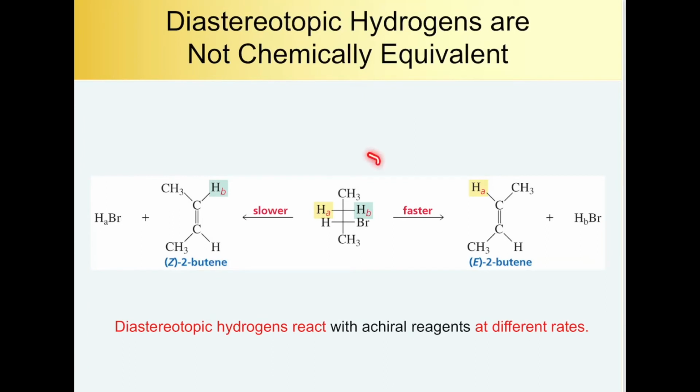Say, for example, if you look into this compound, which undergoes an elimination reaction to form the E2-butene, the elimination of HB and Br is going to be much faster than the elimination of HA and Br. And therefore, you can definitely tell that the diastereotopic hydrogens are not chemically equivalent. And they are going to act differently with achiral reagents.